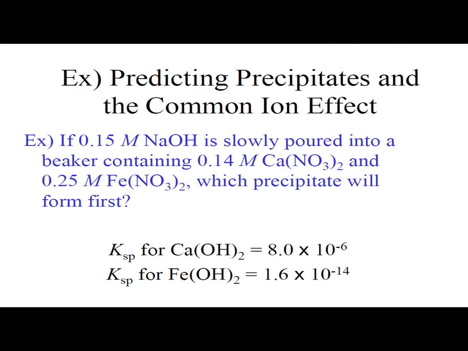All right, guys, I'm just going to step through again how to solve this problem that we started when the bell rang. So again, you have the sodium hydroxide of 0.14 molar, and you're pouring it into a beaker containing 0.14 molar calcium nitrate and 0.25 molar iron nitrate. And you're given the KSP for calcium hydroxide and for iron hydroxide.